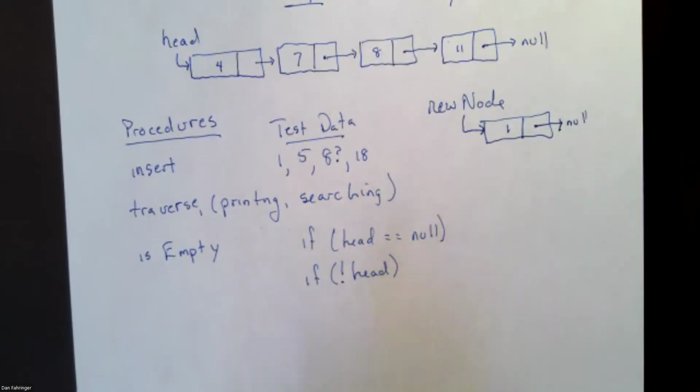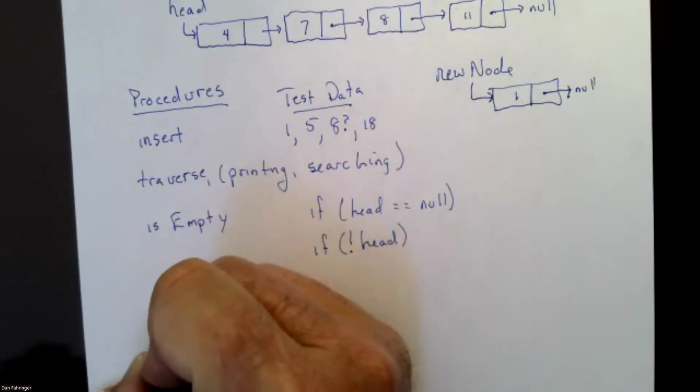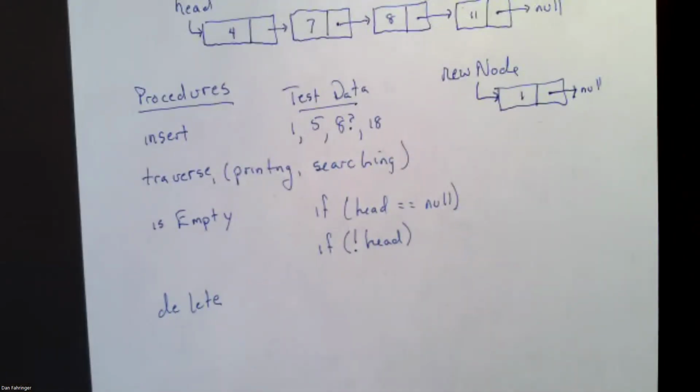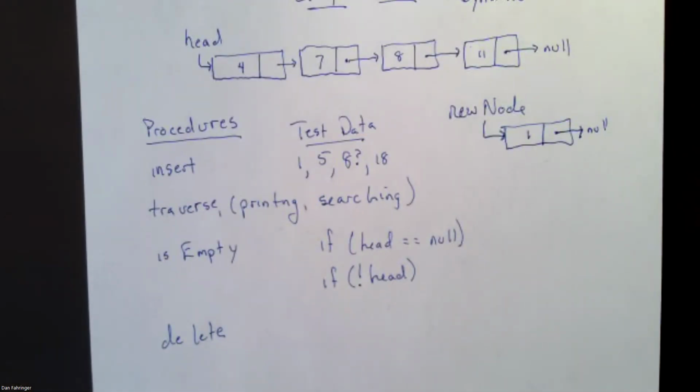So there's a bunch of different ways that were in that video that we talked about. Insert, traverse, is empty. Another big one. Delete. Yep, or remove. Remove or delete. Yeah. So give me some numbers that I might want to remove. Test data.